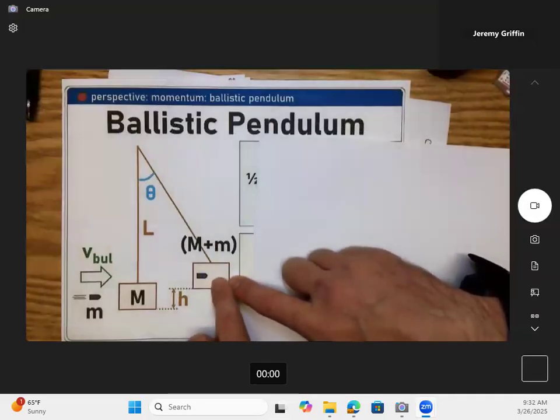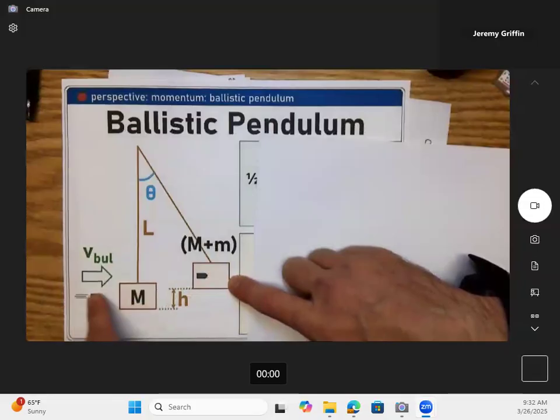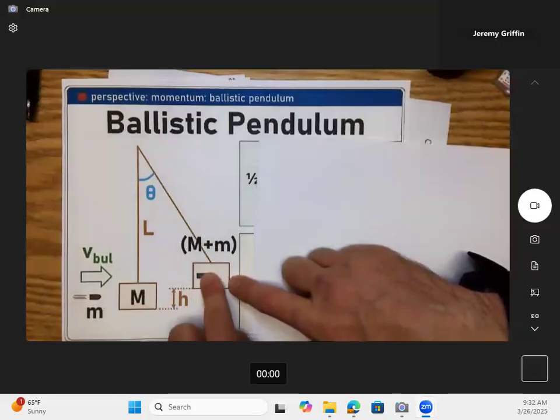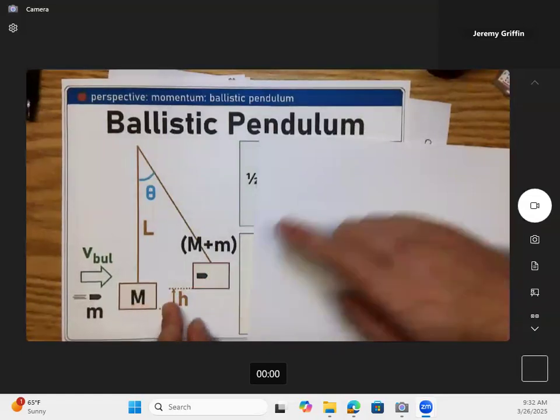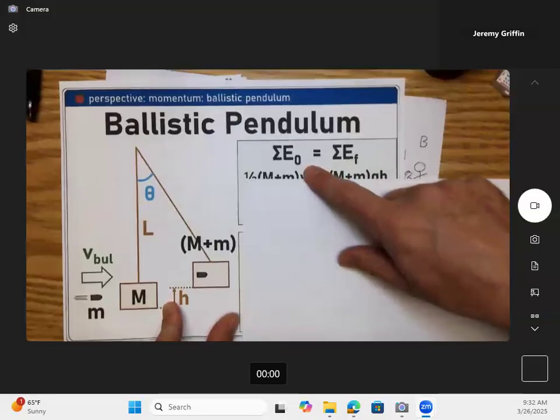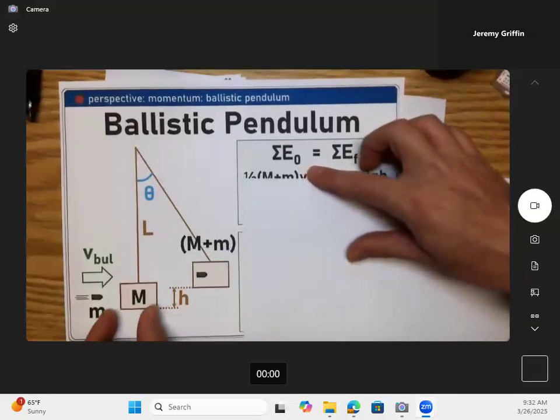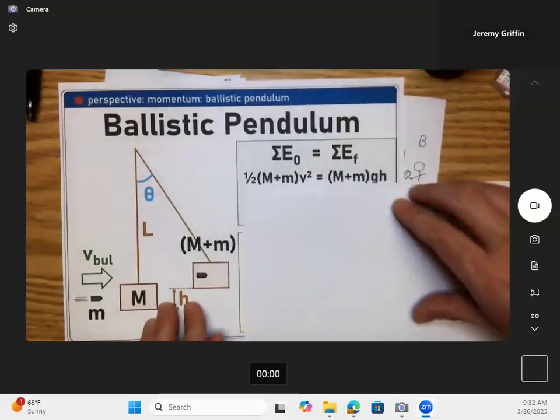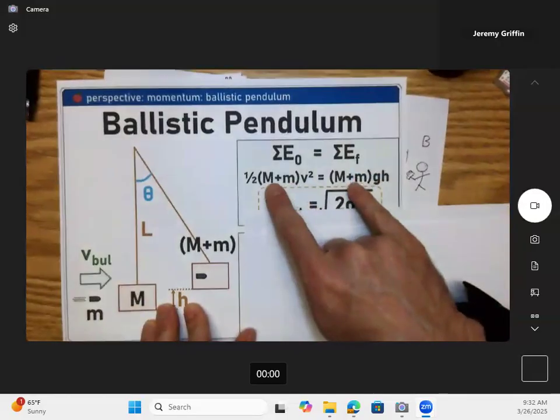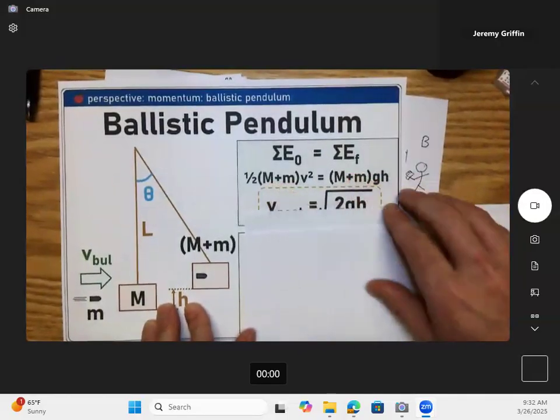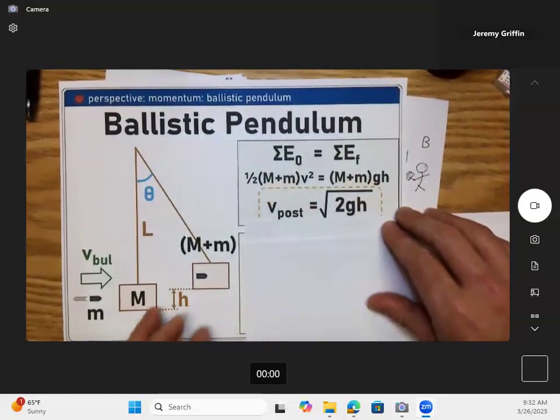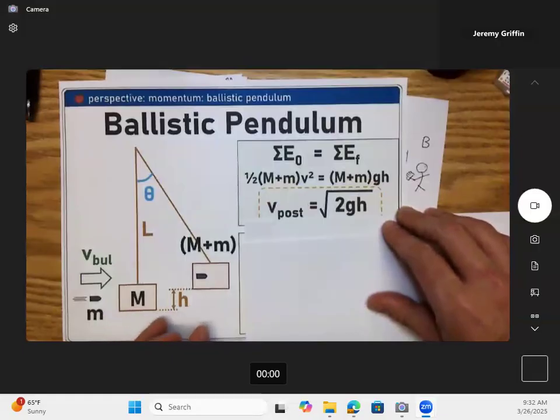So if you start from knowing the height change, you work backwards to figure out what was the original firing speed of the bullet. From this height change, what part of physics are you going to use to figure out how fast it was moving at the bottom? Energy. There's conservation of energy. What type of energy do the block and bullet have together at the bottom? Kinetic. And at the top, they have all what? Potential. So kinetic turns to potential. The masses all cancel. And oh, look at that. No surprise. The post-collision speed is equal to the square root of 2gh.